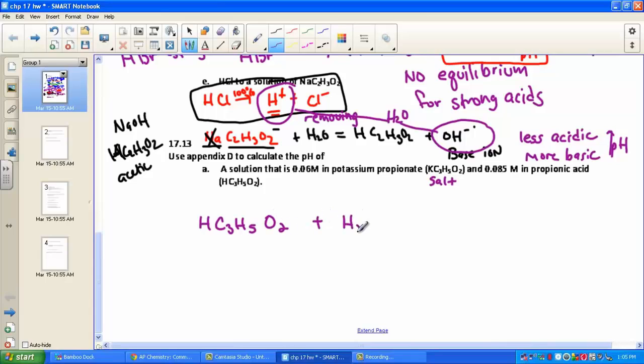HC3H5O2 is a weak acid. It will form its conjugates, which would be the propionic acid conjugate base of C3H5O2 negative, and the hydronium, the conjugate acid of water. Weak acid, its conjugate base, a base, and its conjugate acid. We're ultimately trying to find the hydronium ion as our target so we can get the pH of our solution.